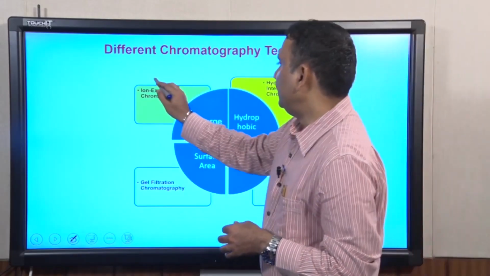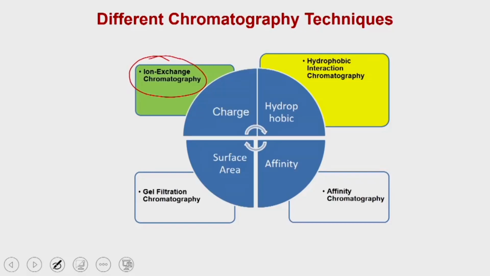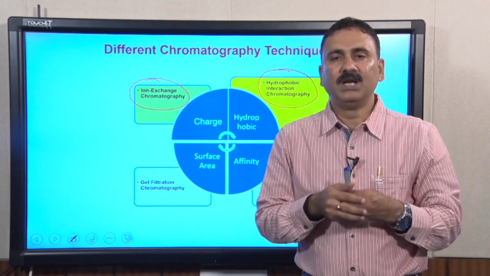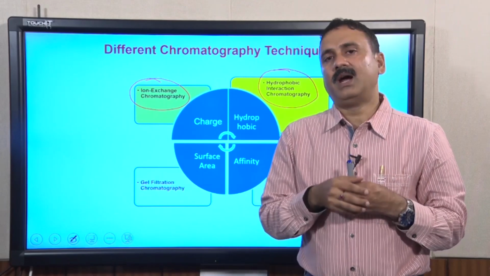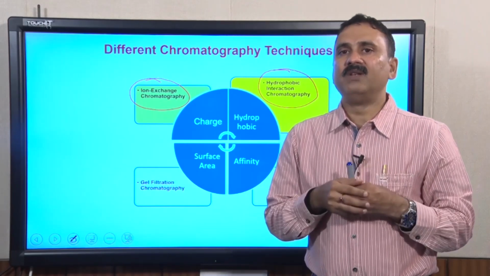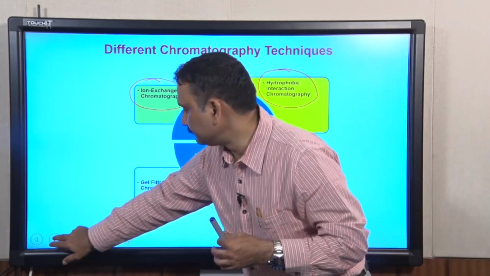So, we are already done with ion exchange chromatography in terms of mechanism, principle, how to operate it as well as its application, and let us move on to another technique which is called hydrophobic interaction chromatography. As the name suggests, hydrophobic interaction chromatography is going to exploit the hydrophobic groups which are present on the protein.